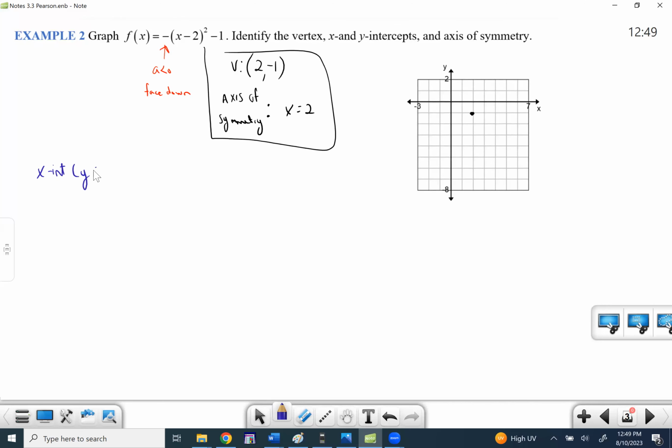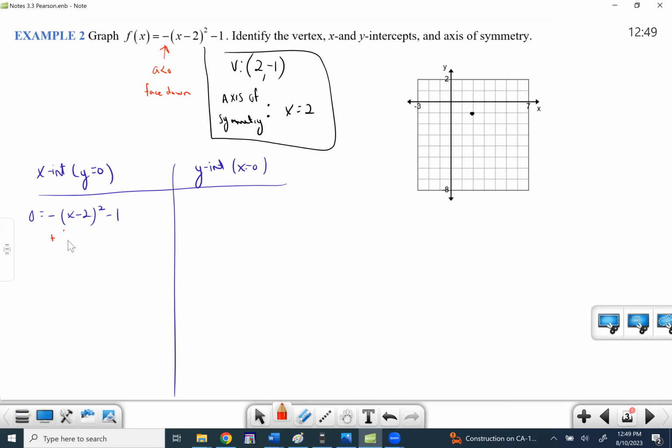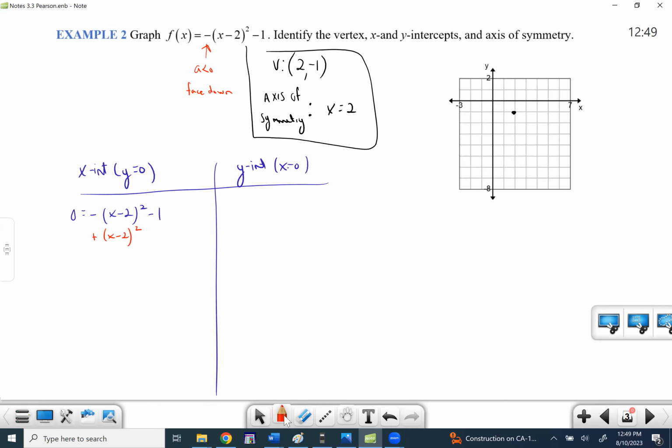So to find x-intercepts, we let y be 0. And to find y-intercepts, we let x be 0. So we're going to substitute a 0 in for the f of x. Now I might do something differently than I did last time because I want to get it done more quickly. I'm going to add x minus 2 squared to both sides. Or if you like, you could just say move it over, right? So 0 plus x minus 2 squared is x minus 2 squared.